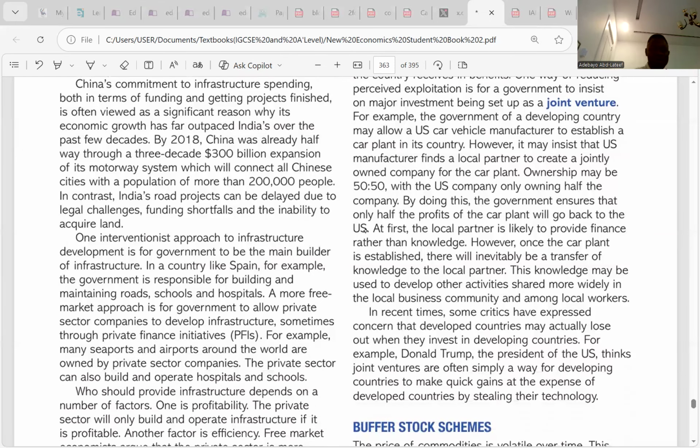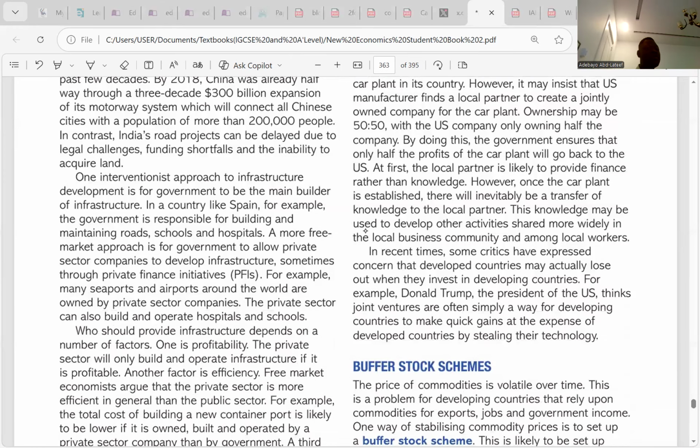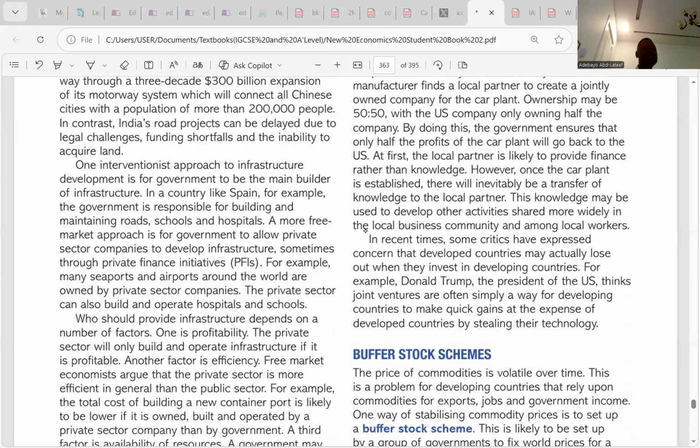One interventionist approach to infrastructure development is for government to be the main builder of infrastructure. In a country like Spain, for example, the government is responsible for building and maintaining roads, schools, and hospitals. A more free market approach is for government to allow private sector companies to develop infrastructure, sometimes through private financing initiatives. For example, many seaports and airports around the world are owned by private sector companies. The private sector can also build and operate hospitals and schools.